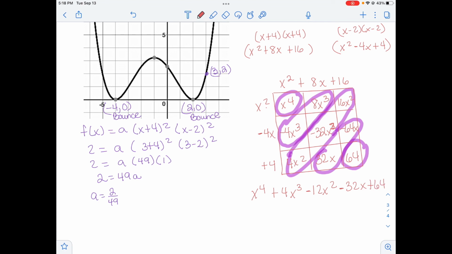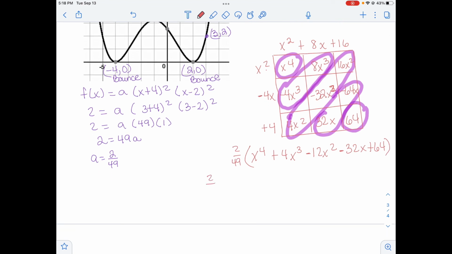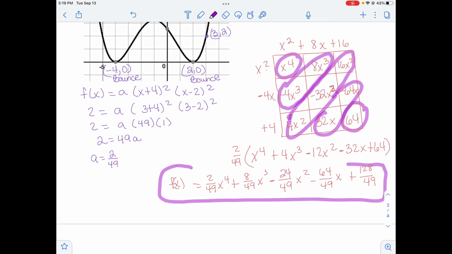Now, this still all needs to be multiplied by your a. So that's 2 49ths. So when we multiply it all out, we end up with 2 49ths x to the 4th plus 8 over 49ths x to the 3rd minus 24 over 49ths x to the 2nd minus 64 over 49ths x plus 128 over 49. This would be in standard form. So that's a large number.